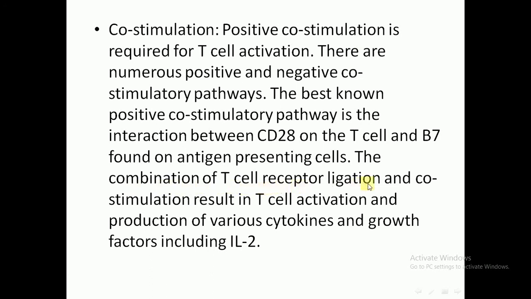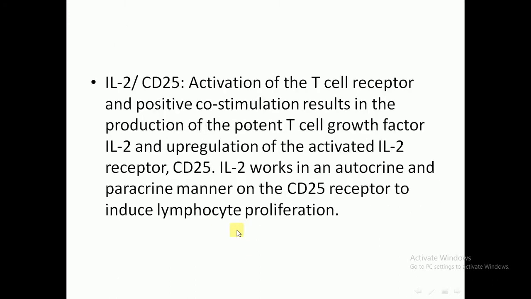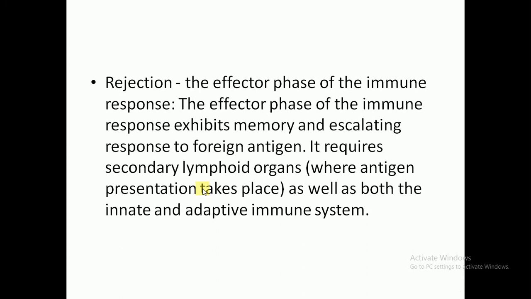The combination of T cell receptor ligation and co-stimulation results in T cell activation and production of various cytokines and growth factors like interleukin 2. Activation of the T cell receptor and positive co-stimulation result in the production of the potent T cell growth factor interleukin 2 and upregulation of the activated interleukin 2 receptor CD25. Interleukin 2 works in an autocrine and paracrine manner on the CD25 receptor to induce lymphocyte proliferation. This is the mechanism of interleukin 2. And the end result of T cell activation is rejection and the effector phase of the immune response.